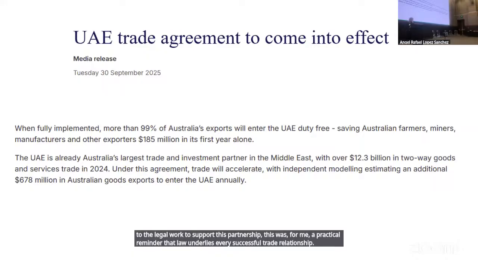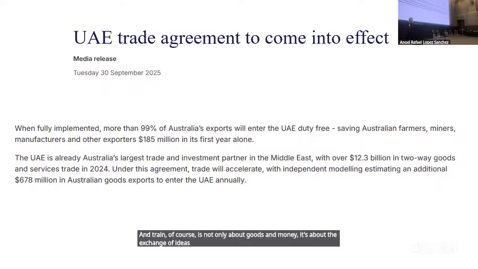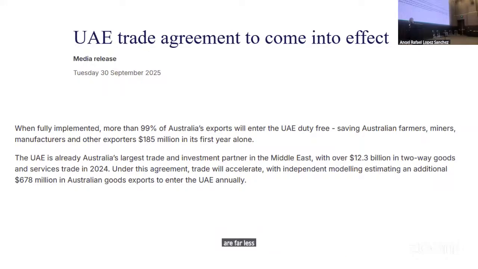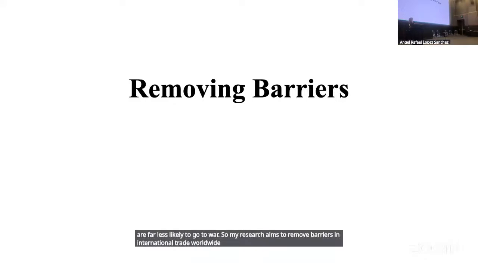And trade, of course, is not only about goods and money, it's about exchange of ideas, technology, innovation, and culture. It connects nations, promotes understanding, and keeps peace. Yes, keeps peace. Because countries that trade together are far less likely to go to war. So my research aims to remove barriers in international trade law worldwide, the misunderstandings, inconsistent interpretations, and national biases that slow cooperation. But this idea, removing barriers, is also my personal story.